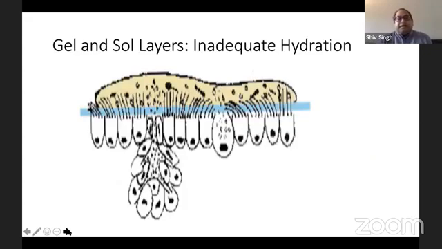So this is a nice diagram showing your epithelium with the cilia, columnar epithelium, the mucous cells. Okay, so we have the gel layer, which is the yellowish one on the top, and we have the sol layer, which is the water content. Okay. And the blue line is the water content. Okay, that's the sol layer, and that's the mucus layer. Okay.